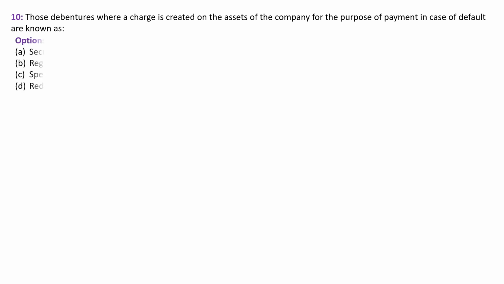Question number 10. Those debentures where a charge is created on the assets of the company for the purpose of payment in case of default are known as. So it's more about what type of debenture it is if it has a charge on the assets.